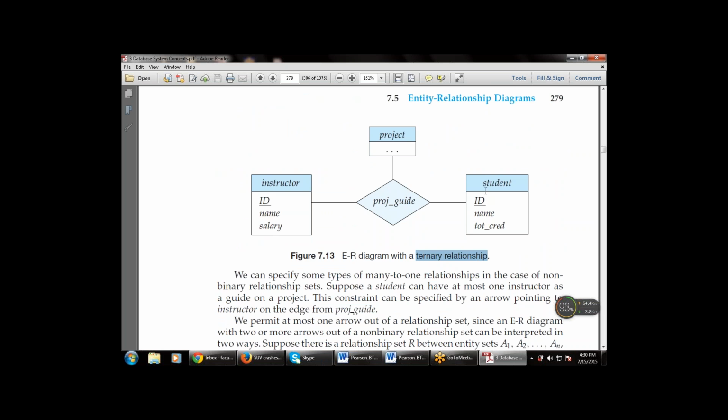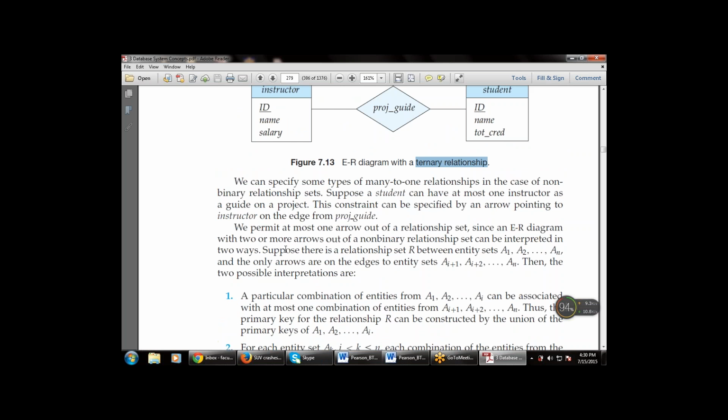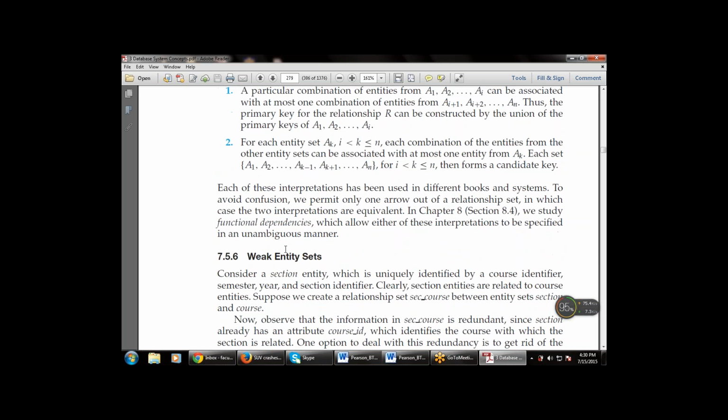Relationship, that is the project guide is related with the project student as well as the instructor. That is a ternary relationship.